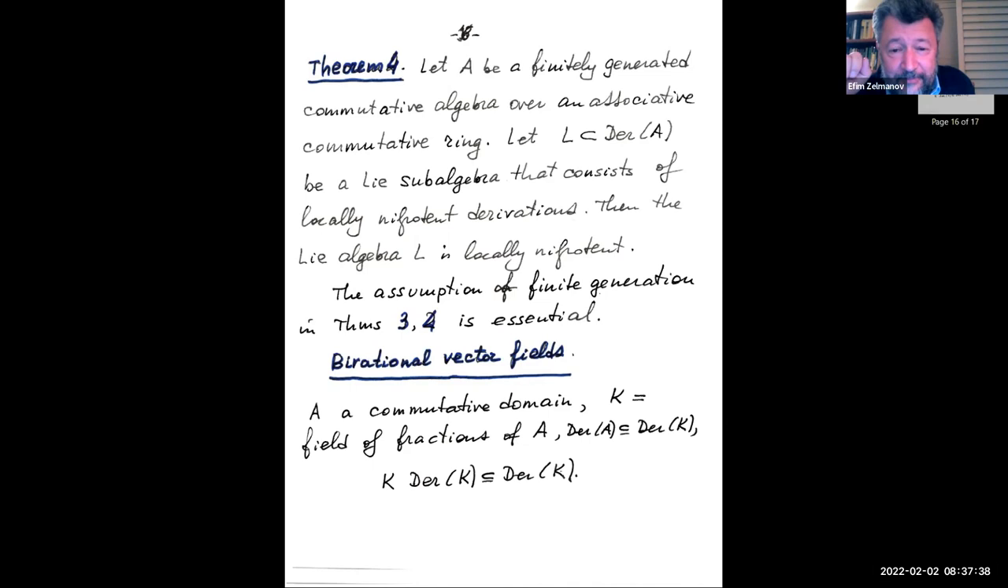Now, birational vector fields. Let A be a commutative domain. Let K be its field of fractions. Then, of course, every derivation of the algebra A can be extended to a derivation of the field K. So you have this inclusion.